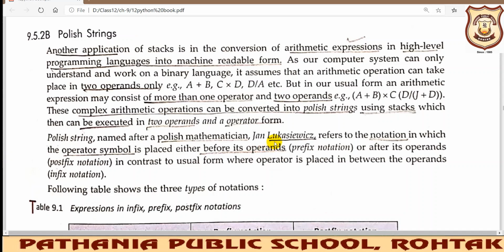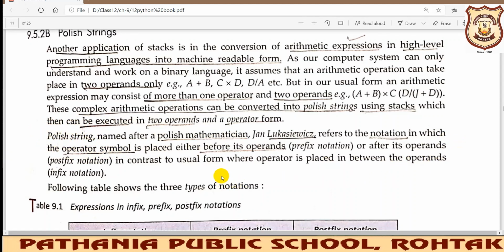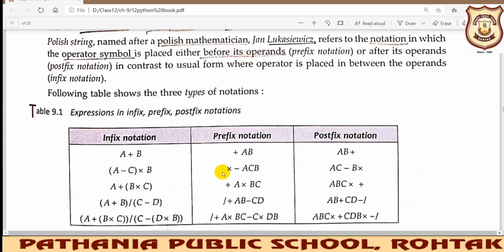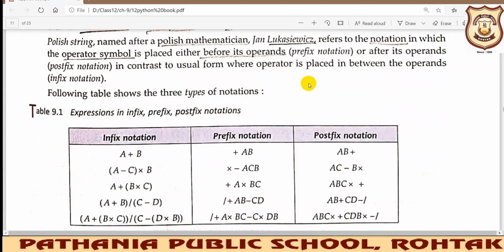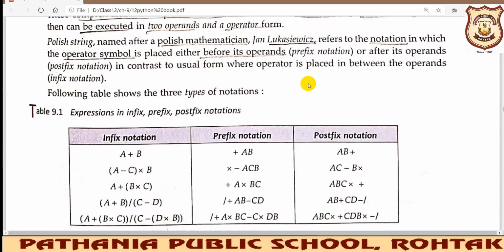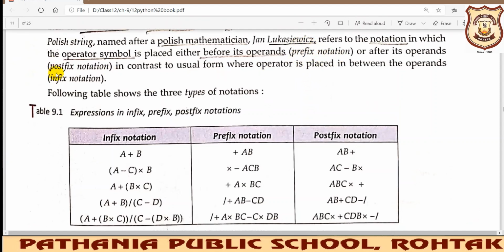See, Jan Lukasiewicz was a Polish mathematician. He gave the concept of Polish string, because of which the solution of these complex arithmetic expressions was possible. Okay, so he gave three notations. One is prefix notation, second is postfix, and third one is infix notation.